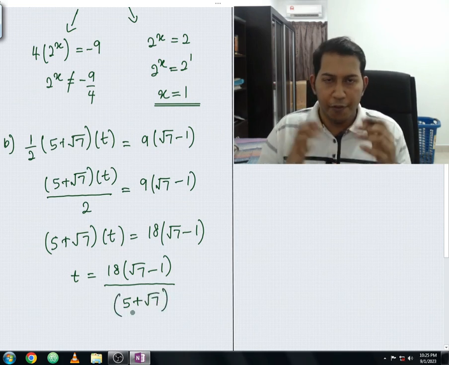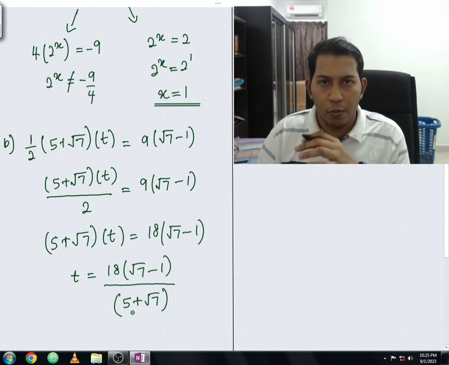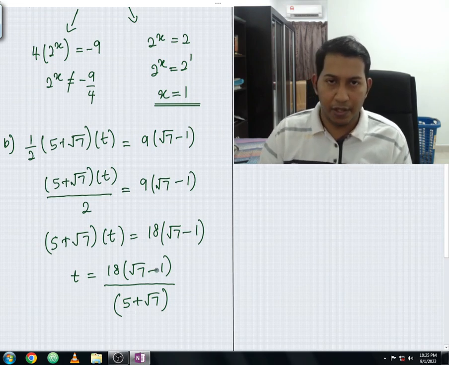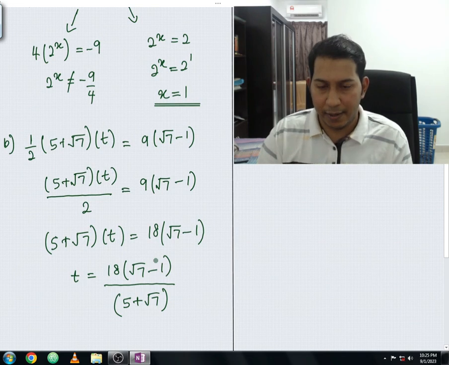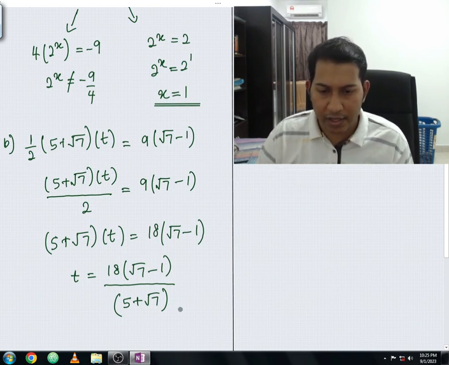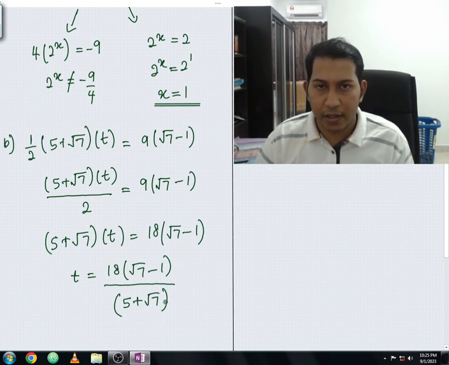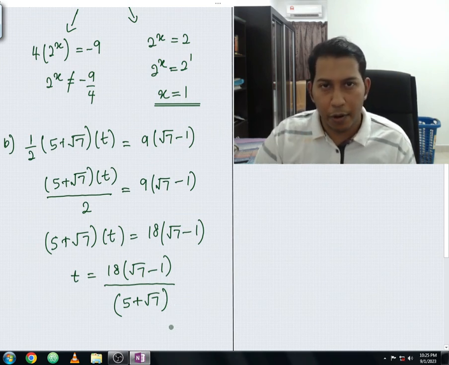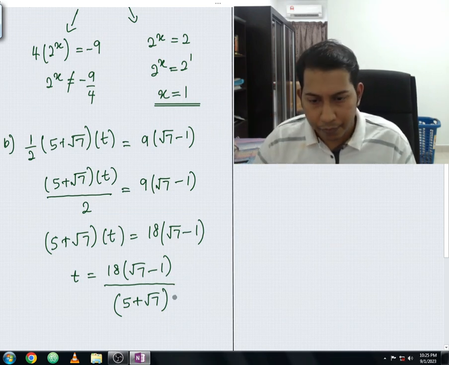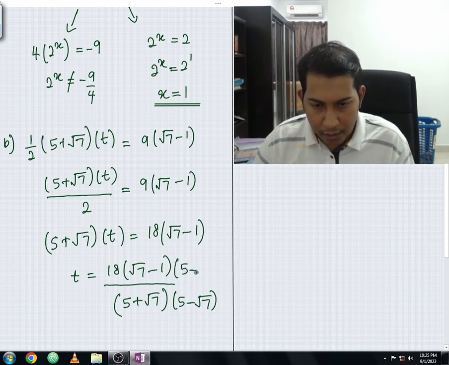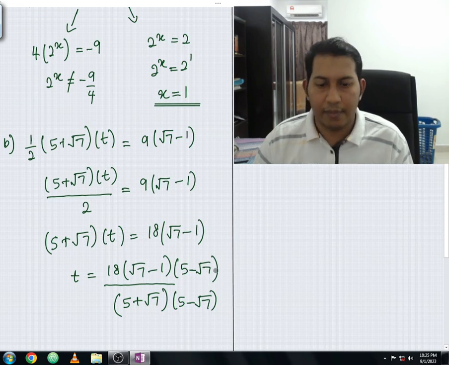Okay, if you leave your answer in this way, you will not get the full marks, because it is important for us to rationalize the surd. So how are you going to rationalize the surd? We're going to times the denominator with the conjugate of the surd. So in this case, the conjugate of 5 plus surd 7 will be 5 minus surd 7. Okay, when you times the conjugate in the denominator, it is important for you to apply it at the numerator as well. Okay, 5 minus surd 7. Times here and times here.